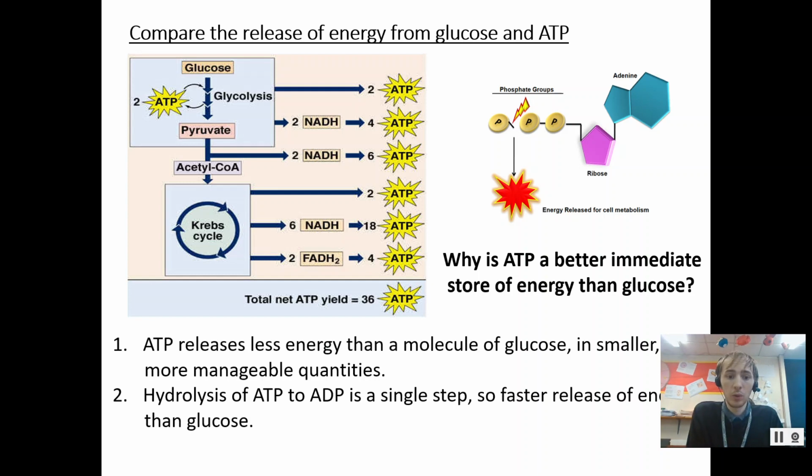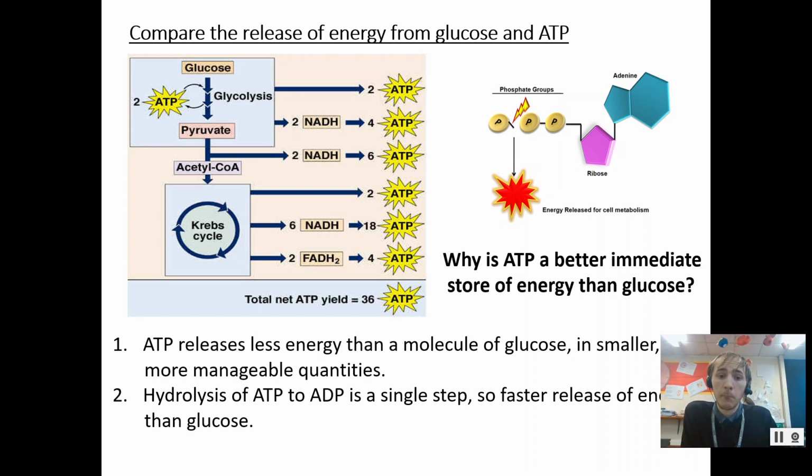Glucose has an enormous amount of energy in it. But ATP is a better immediate source of energy than glucose because it releases less energy, but it releases it in smaller, more manageable quantities. You don't need much energy to run an active transport protein. If you had a molecule of glucose running around, releasing all of its energy at once, it would be far too much to power an individual active transport molecule, and so you would waste a lot of energy.